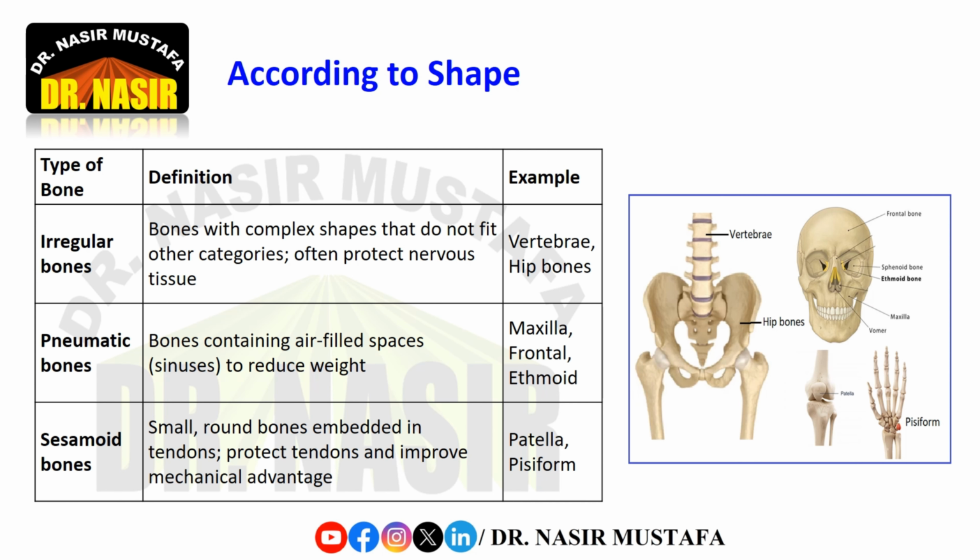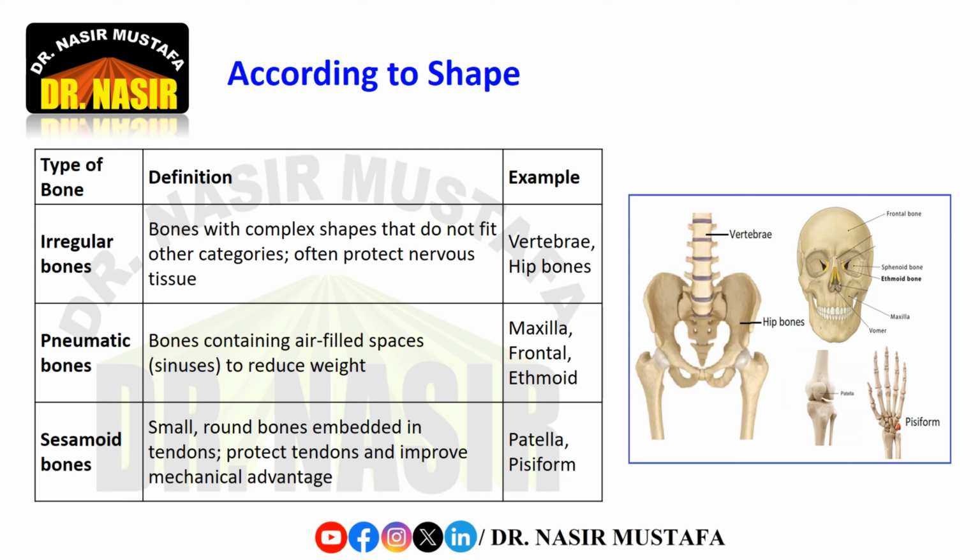Classification according to shape. Bones are also classified according to their shape. Irregular bones have complex shapes and include the vertebrae and hip bones. Pneumatic bones contain air-filled spaces called sinuses, which reduce the weight of the skull. Examples include the frontal, ethmoid, and maxillary bones.